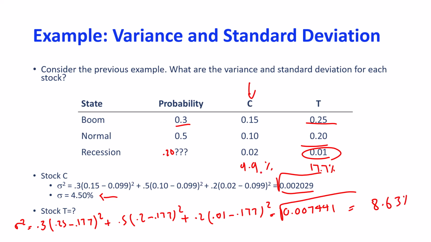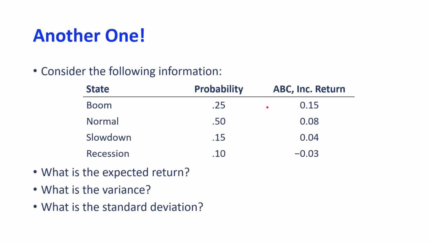So the expected return for C is 9.9 with a lower standard deviation. So lower the risk, lower the return, and then we have higher expected return for T, but also higher risk. So which one of the two stocks should you buy? We can't really say. It depends on your personal preferences and your risk aversion. But we can be reasonably sure that some people prefer C to T and some people will prefer T to C depending on their preferences. So let's work on another example.